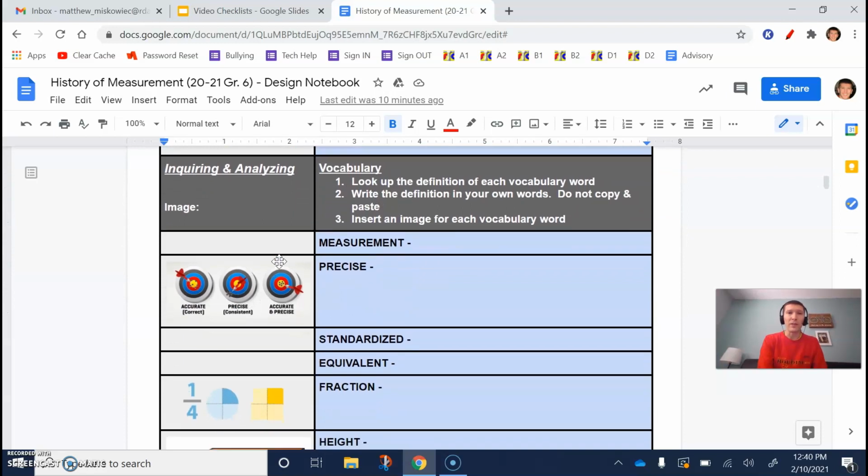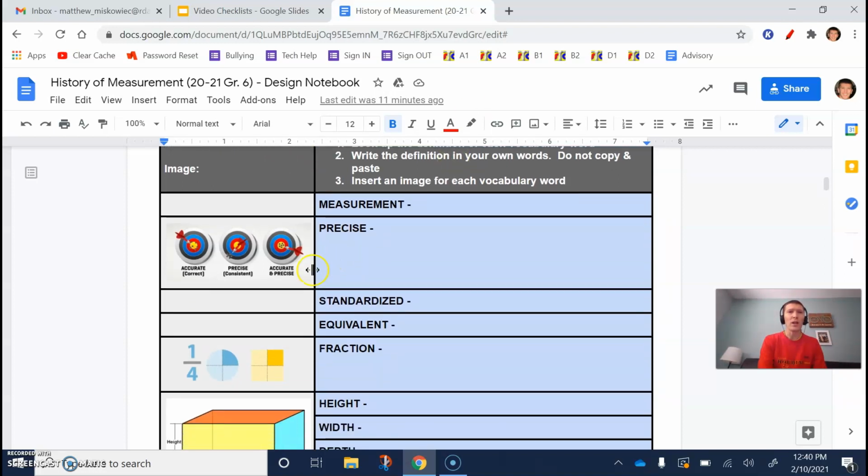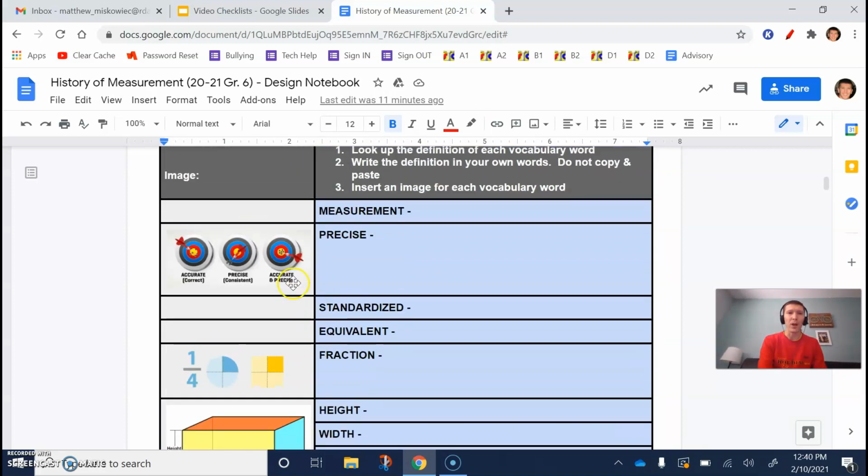And so for the main activity, it is doing vocabulary definitions. So look up the definition for each vocabulary word. I recommend just opening up another tab and we can look up the vocab definitions from there. And we'll put it in our own words, not just copying and pasting, and then insert an image for each vocabulary word. A couple of them are already done for you. But we'll put the images on the left-hand side.